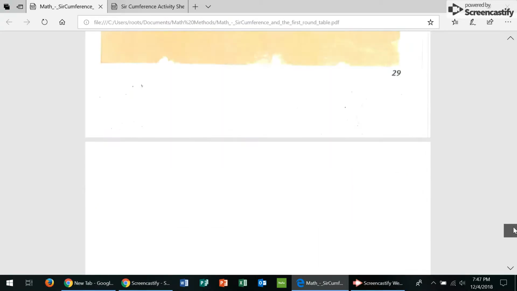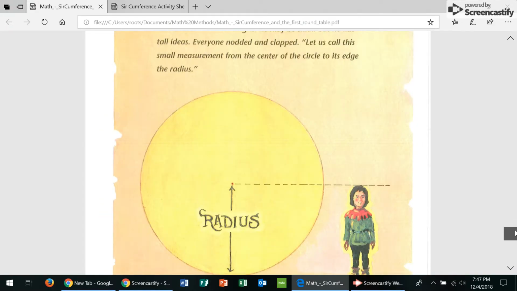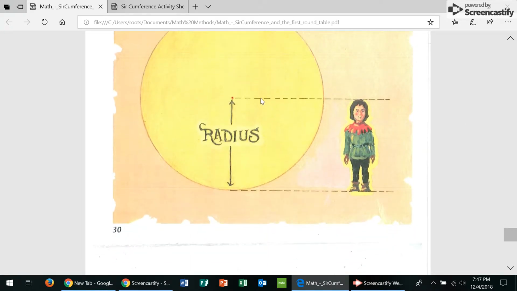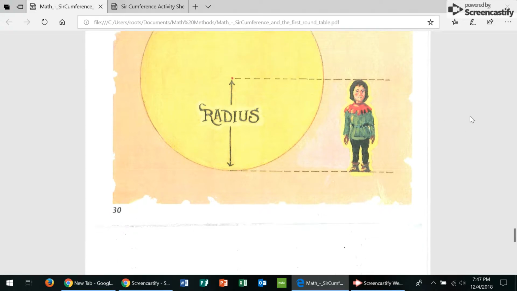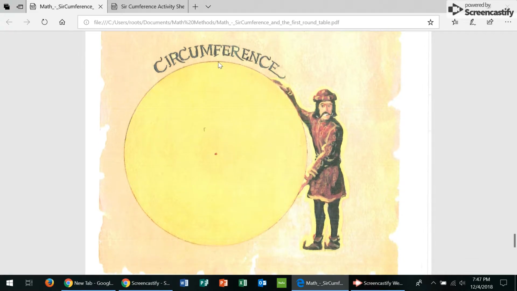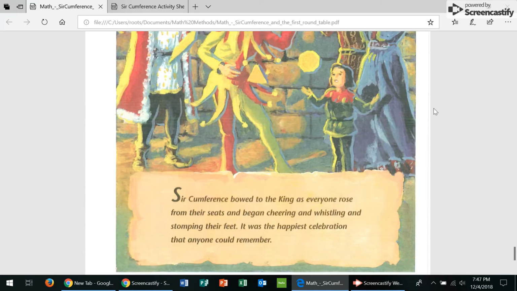And they also name the measurement from the center of the circle to its edge Radius after their son, and the measurement that goes around the outside edge of the circle, they named it the Circumference after Circumference. And they all live happily ever after.